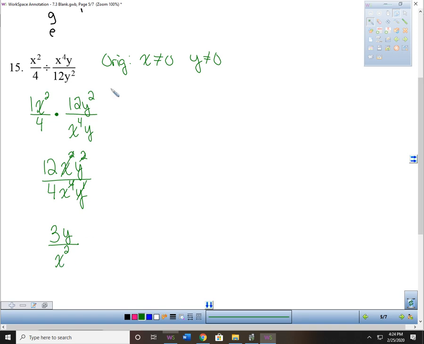So if I look at this, for my simplified version, the only thing I have in the denominator is x squared. So if I set x squared equal to 0, I get that x cannot be 0, which is already a restriction for my original. So I'm just going to add the restriction that y cannot be 0.